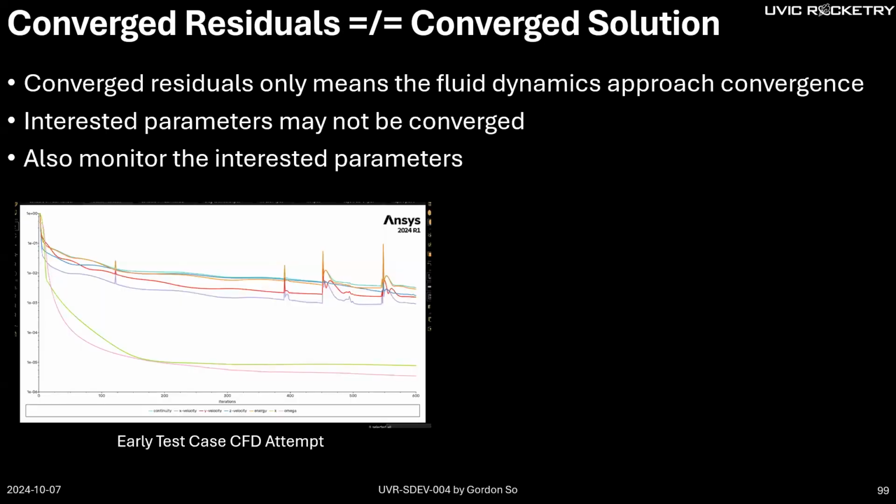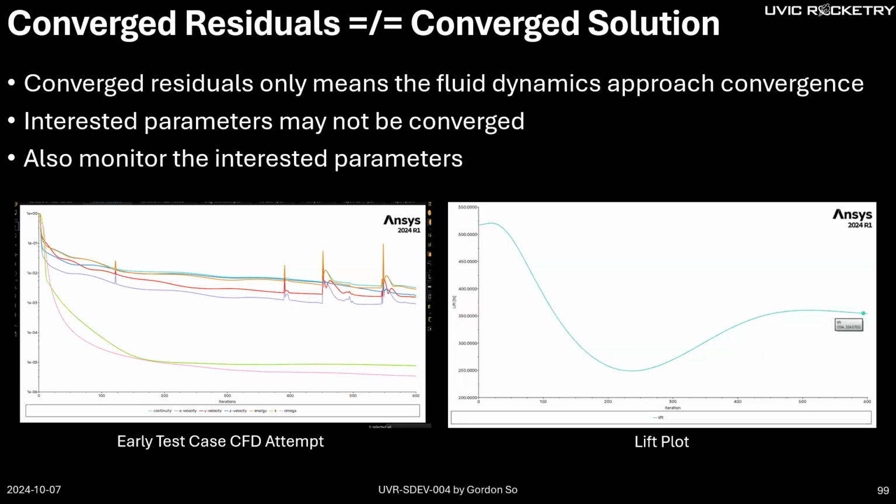For example, this is one of the earliest test cases for the CFD, and this is a lift plot relative to the same CFD run. You can see, if for example we define this part as already converged, the lift plot actually does not converge. It's actually still dropping, right?